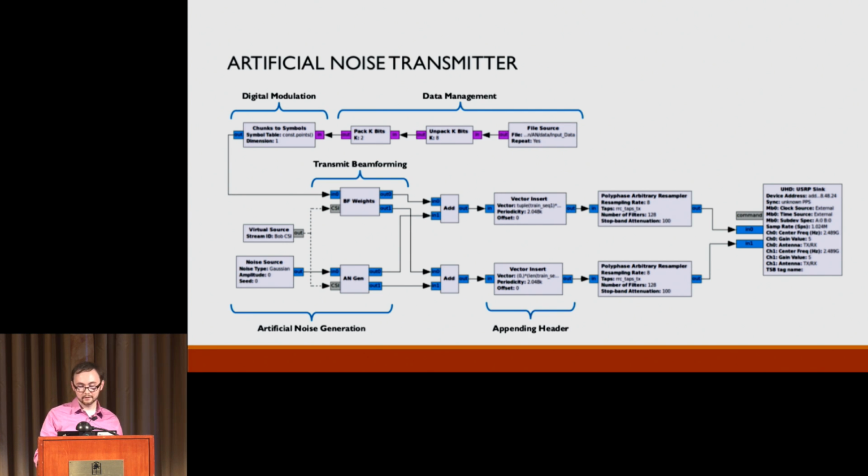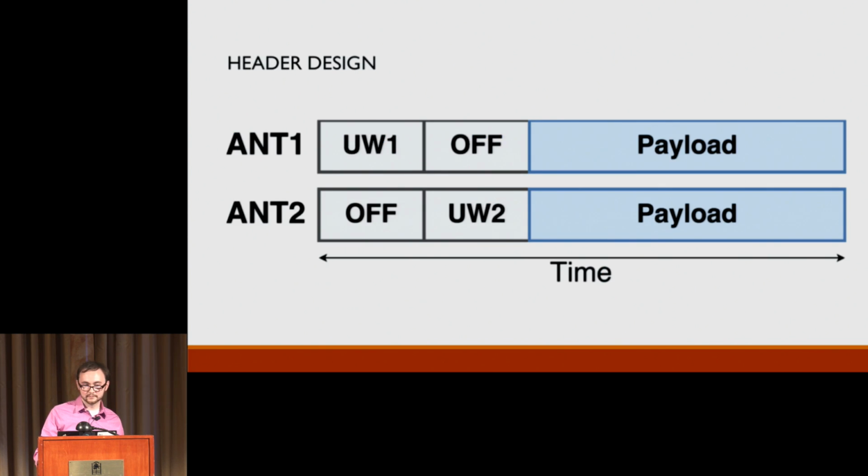Then I append a header, which is mostly just used as a training sequence, then match filtering, and then sending it out. The header is pretty simple. I'm doing a 2x1 test bed, so I have two transmit antennas at Alice and one receive antenna at Bob and Eve. To do that, I'm using a TDMA structure with unique words so that I can sound each of the channels.